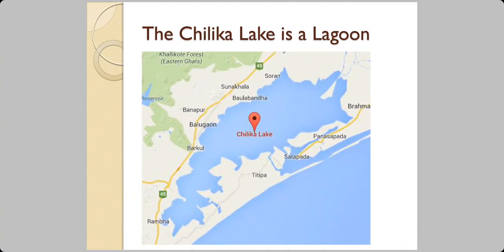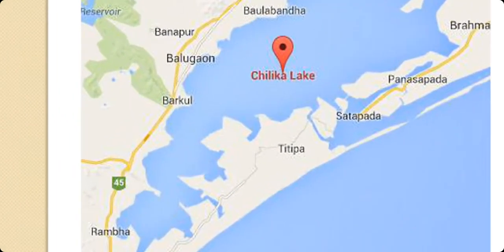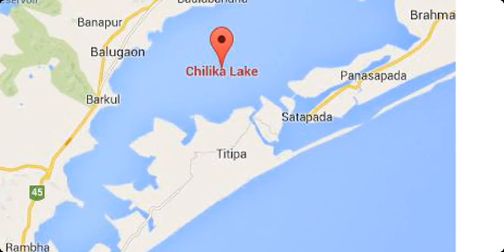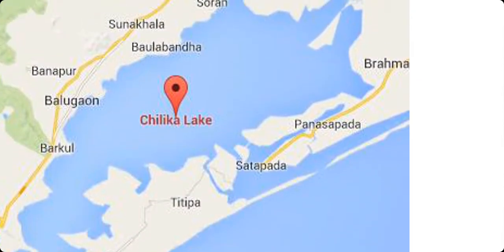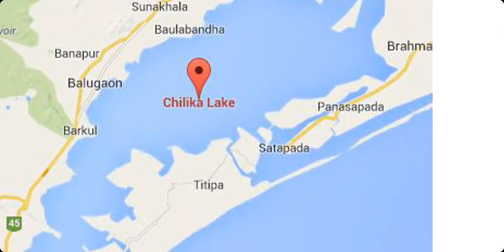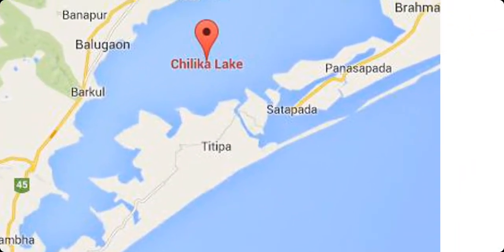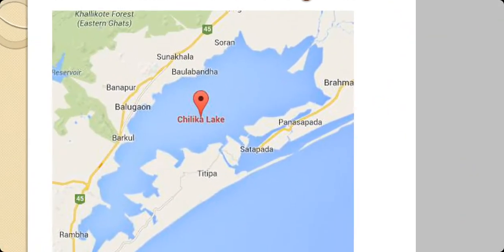This is a map picture of the Chilika Lake. You can see that there are sandbars here, these long, thin lines, and they are more or less permanent in nature. So there are villages located here: this Titipa, this Satapada, etc. These are villages which are located actually on the sandbar.